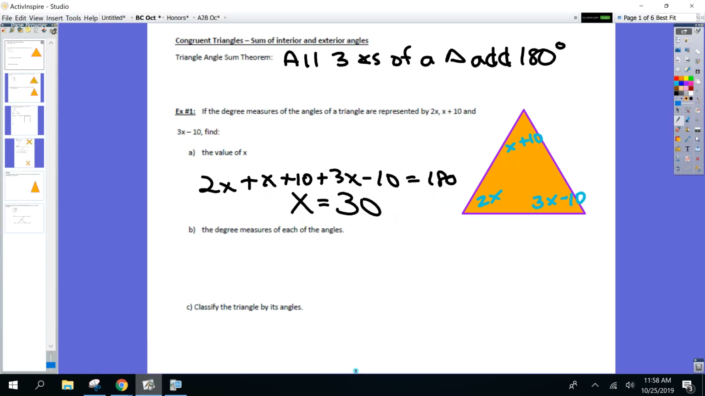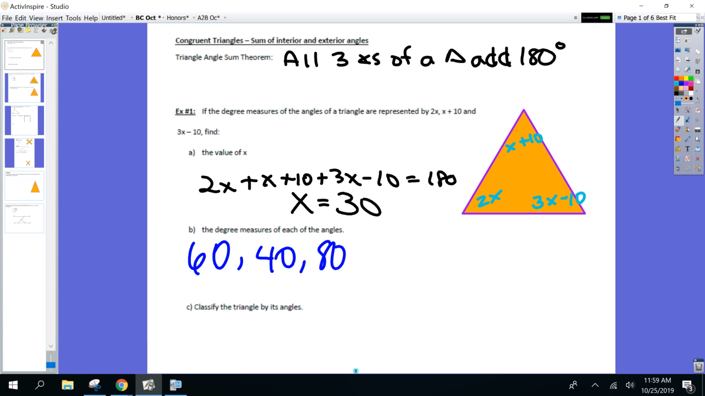Angle measures. For 2x, I got 60. 60 is one angle, yes. For x plus 10, I got 40. And the final angle? I got 80. Good. Now, I know we go so quick when we're doing tests and quizzes, but this check probably lasts you 5 seconds. How can I check pretty quickly that I have the right numbers here? Just adding them up. They should equal 180. If they don't, you probably plugged in wrong, or maybe you found x wrong.